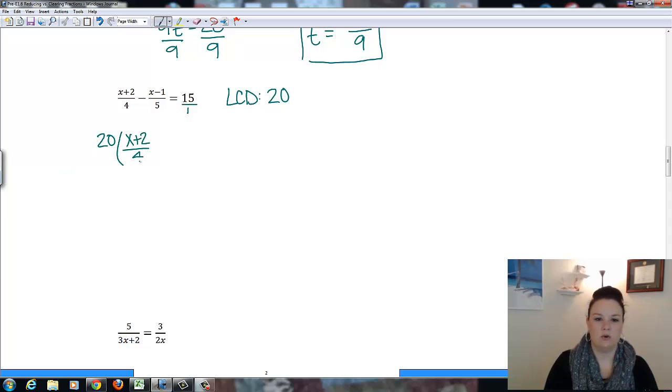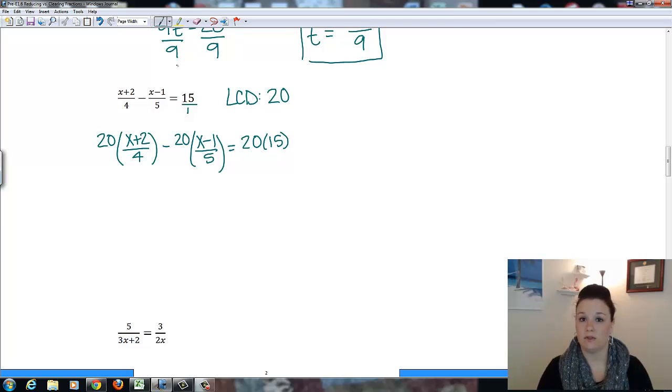So (x plus 2)/4 times 20 minus 20 times (x minus 1)/5 equals 20 times 15. Now I have to be a little bit careful for two reasons. One, we have a subtraction. We can't lose that sign on the second term.